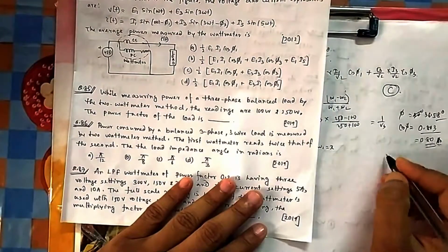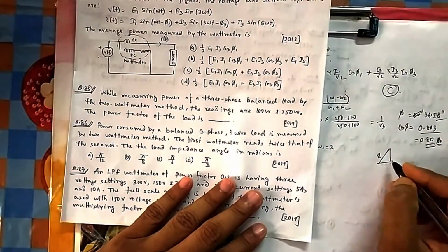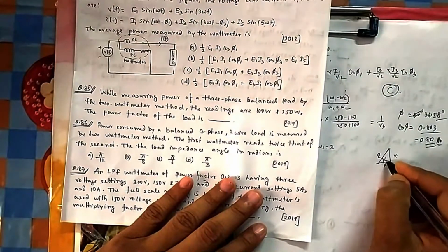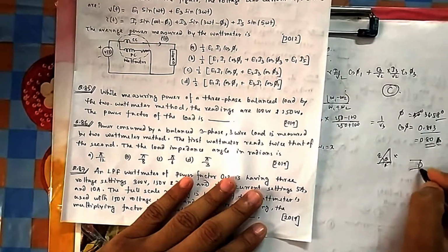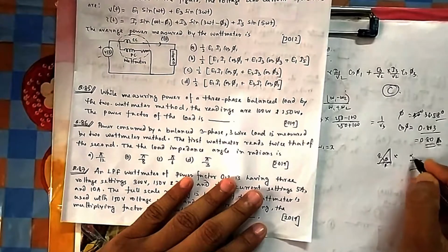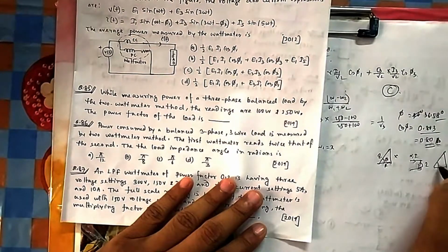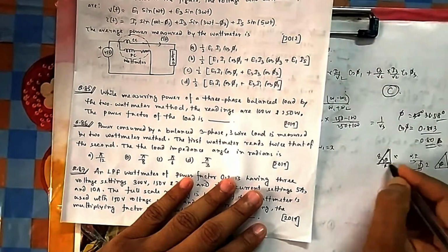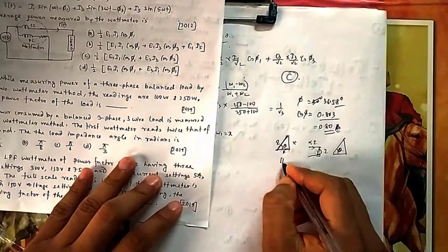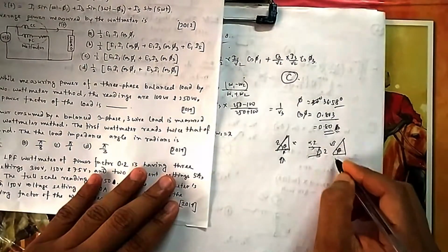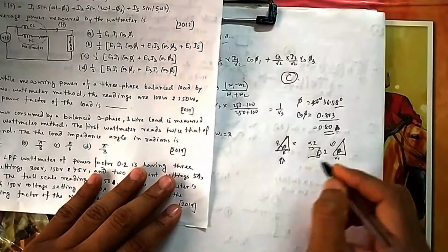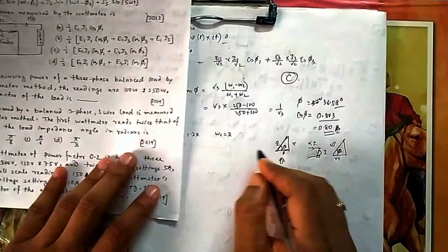They are asking for the load impedance angle, which is nothing but the power factor angle. The load impedance means R plus jX, that is your Z. If you give supply to a load Z, the angle between V and I is the same theta, as in the impedance triangle. This is the impedance triangle, and this is the power triangle. All these angles are the power factor angle theta. So you need to find that phi, the angle between V and I.